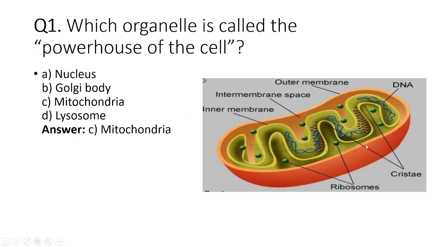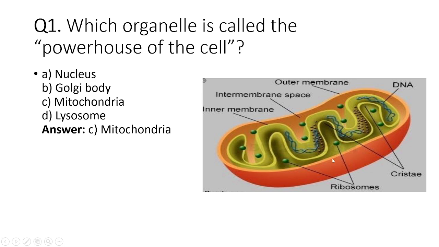See, this is the structure of mitochondria. It is covered by an outer membrane and inside there is an inner membrane. Both the inner membrane and outer membrane are separated by the intermembrane space. It has DNA and some folds called cristae, and it also has ribosomes.